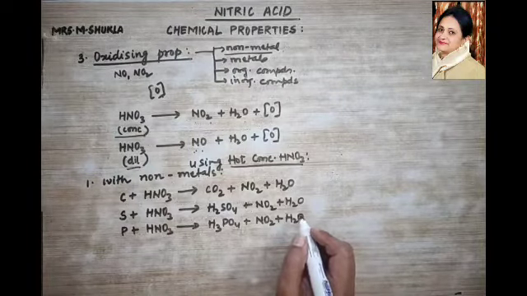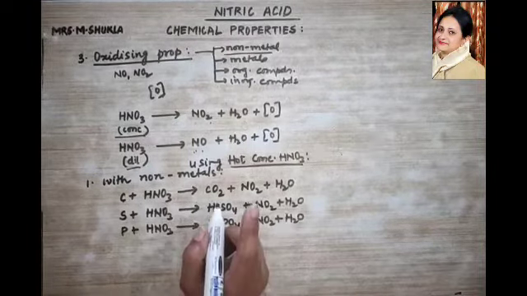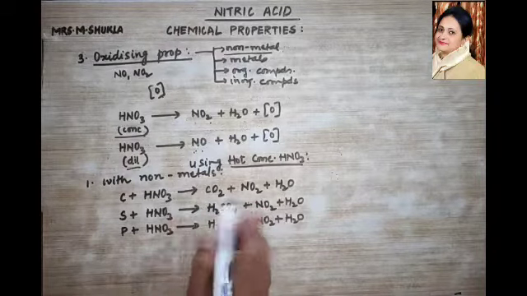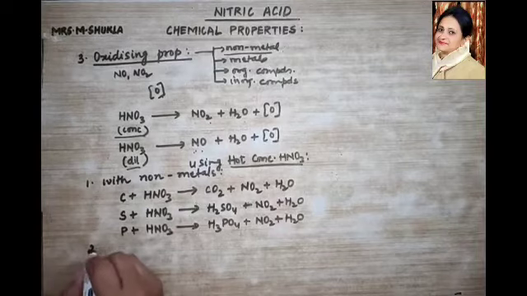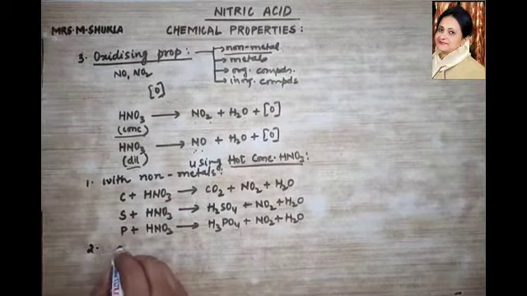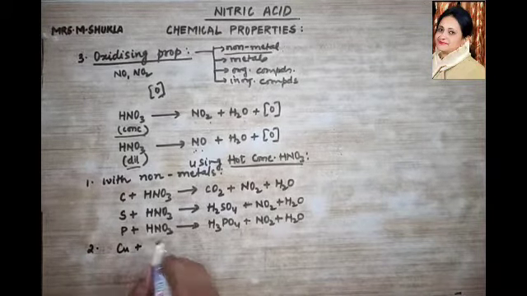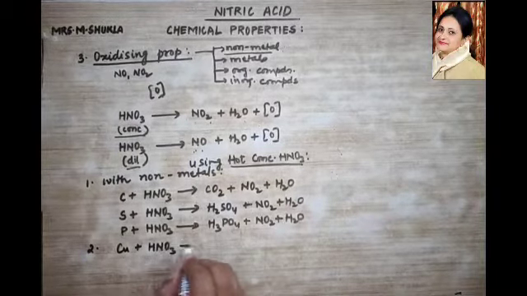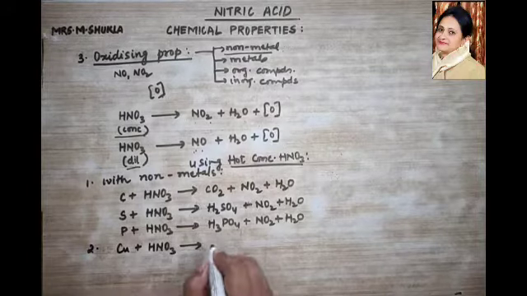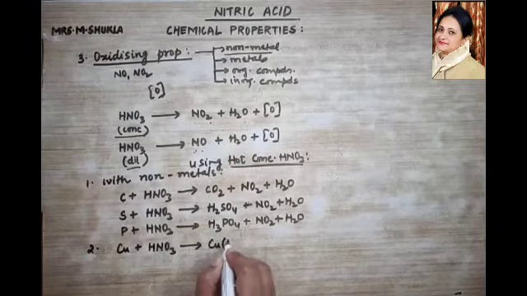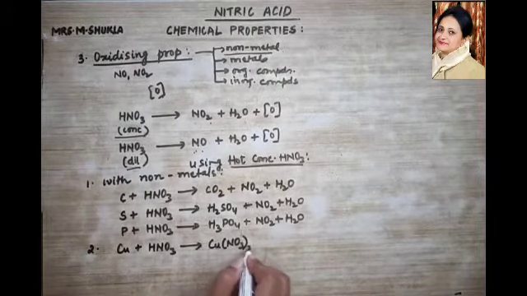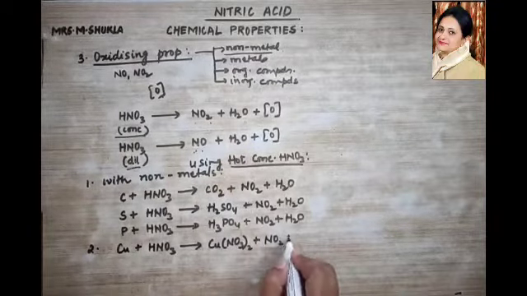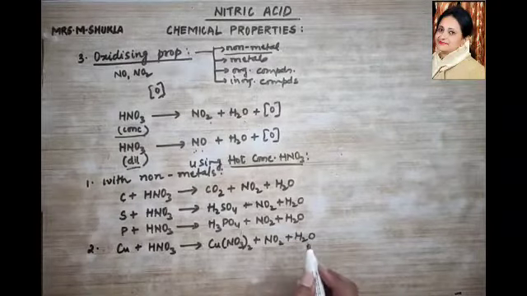Next we come to how hot concentrated nitric acid reacts with metals, right? So metals like, say, copper, when treated with hot concentrated nitric acid, what is it going to give you? It is going to give you copper nitrate. Okay. Now hot concentrated means it has to give you NO2 and H2O.